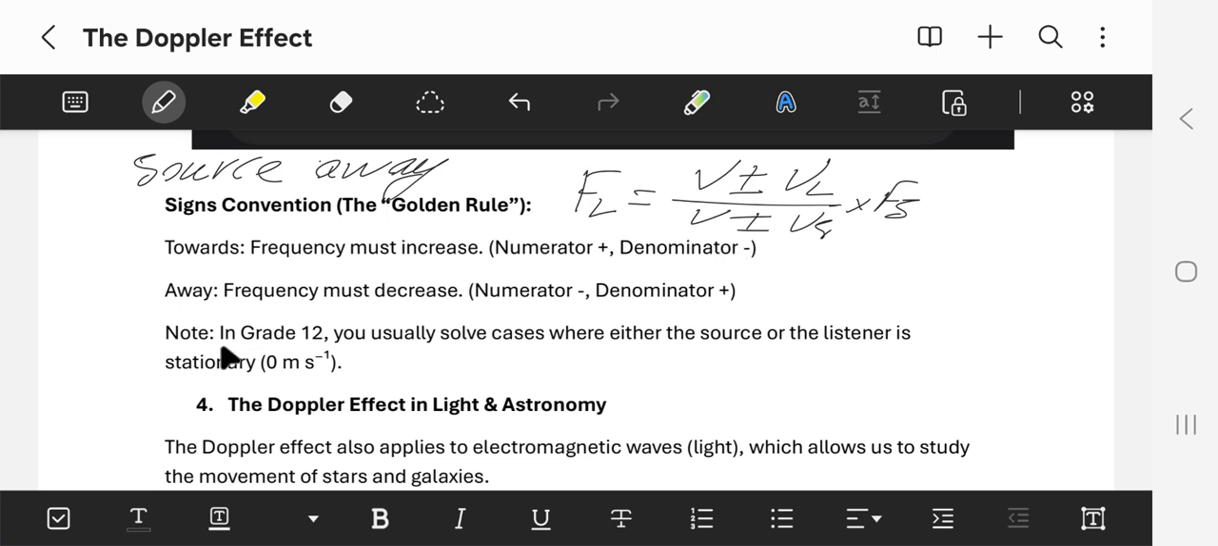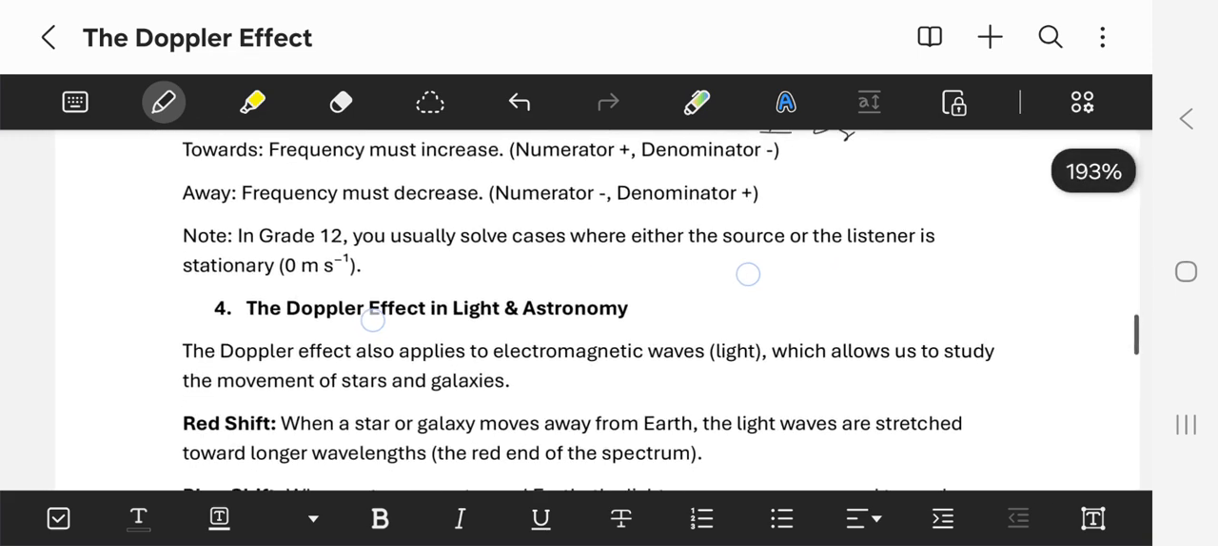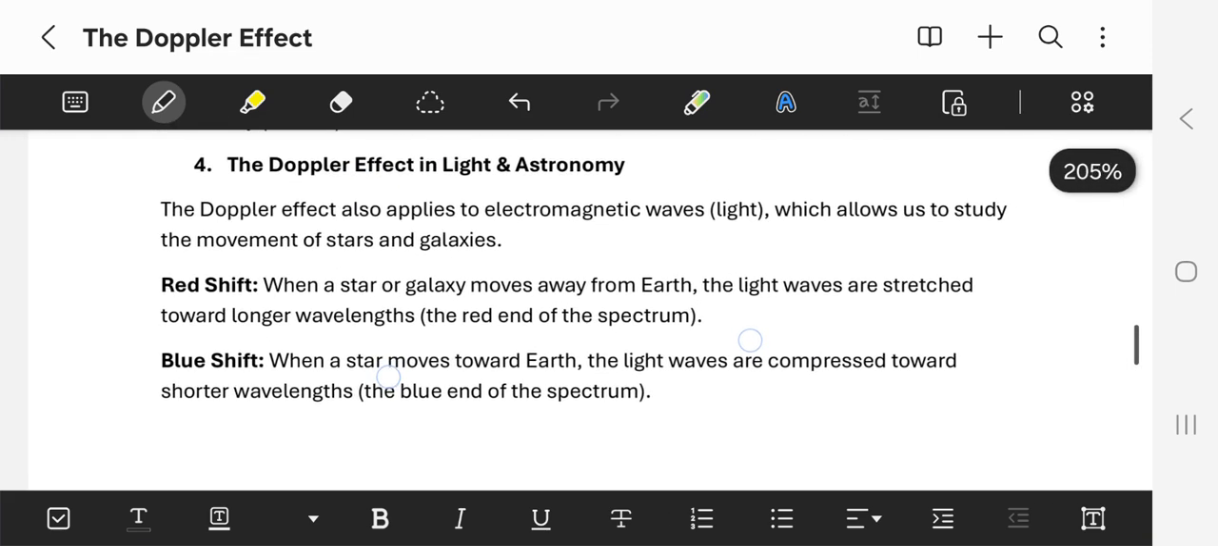And then another important note is that in grade 12, the type of questions we solve will have either the source or the listener being stationary. So one of those two things has to be stationary. They will not both be moving in terms of the grade 12 syllabus. All right, let's now move on to another important aspect.